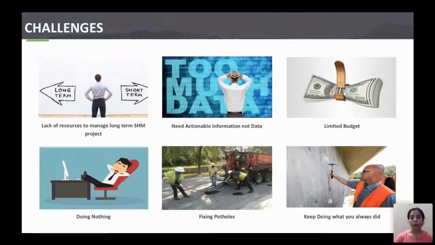And finally, people have the tendency to keep doing the things they were doing in the past. So the acceptance of the new technologies coming up is comparatively less. So that has to be changed.